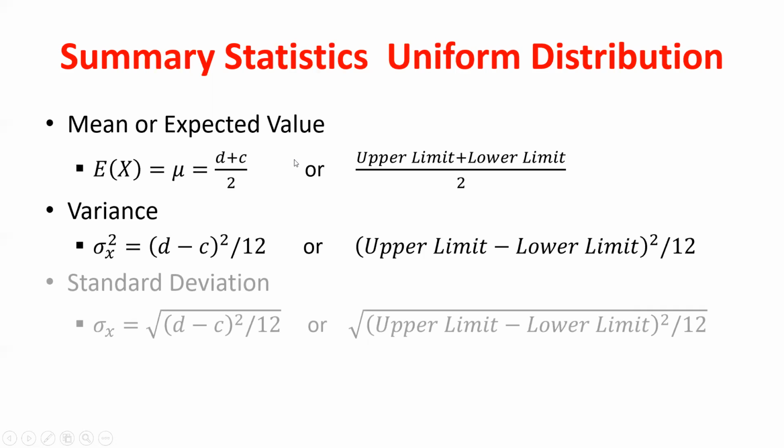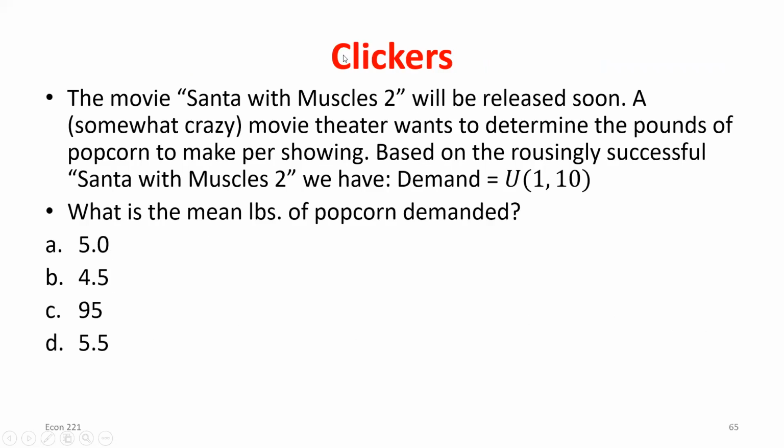Okay. So let's work through, I forgot to change this because this is from my old slides. This is not clickers, we're not doing clickers, this is just a sample problem. So let's say there's this movie, Santa with Muscles 2, it's going to be released soon because the first one was a rousing success. And we have demand for popcorn being a uniform distribution. The way that we'll write the uniform distribution is using this U, and then the two things it identifies are that it's a uniform distribution, that's what demand is, this variable, starting from 1, ending at 10. So the minimum is 1 here, the maximum is 10, okay?